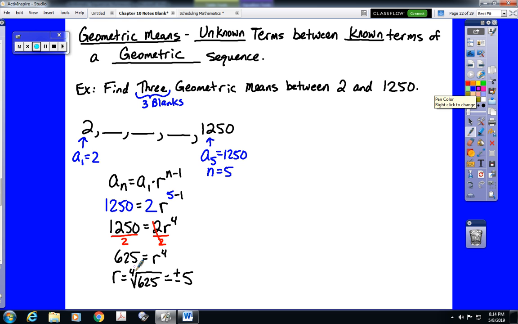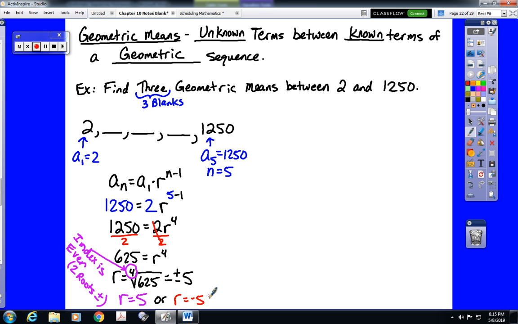Now what I mean by that is 4, the index, is even. And if the index is even, then there are 2 roots. And we have to remember to put in plus or minus. So we have 2 different possibilities here. We could have r equals 5, or we could have r equals negative 5. So we actually have to provide 2 different sets of answers.